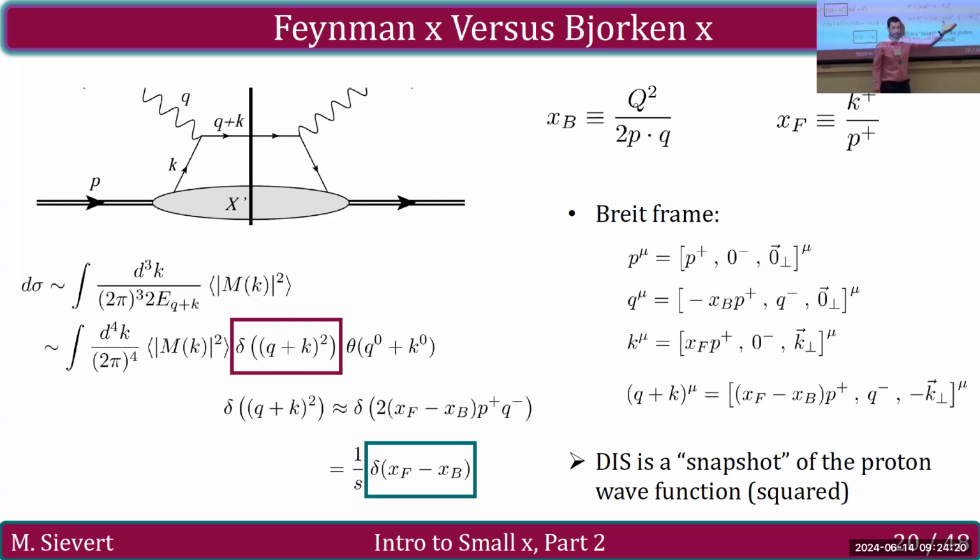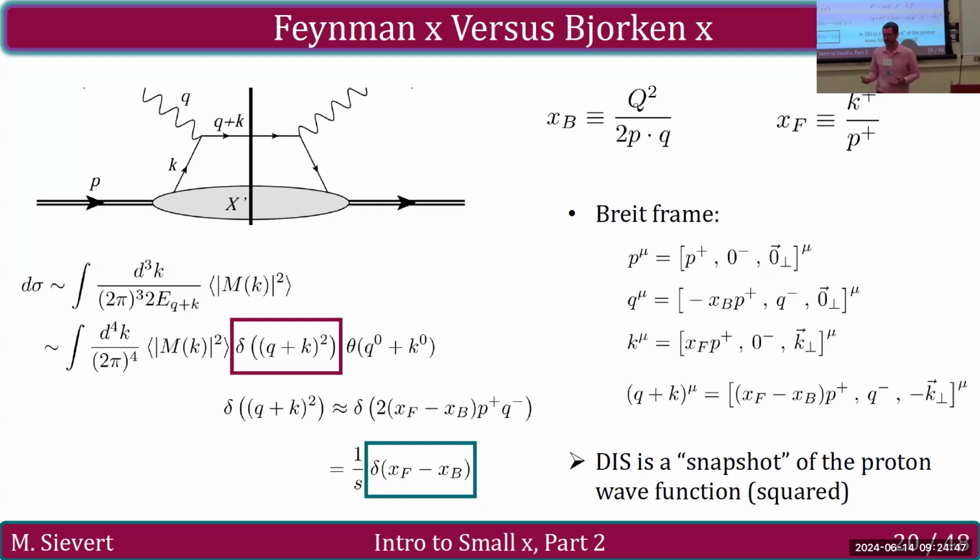But I have a delta function. This needs to be 0. So if I compute this, I have 2 (x Feynman minus x Bjorken) p plus q minus. And if I pull out my overall factors, which is just 1 over s, this is a delta function that sets x Feynman, the wave function property of what parton you saw inside the proton, equal to the kinematic value you measured, x Bjorken. So I want to emphasize this because these are two very different conceptual things.